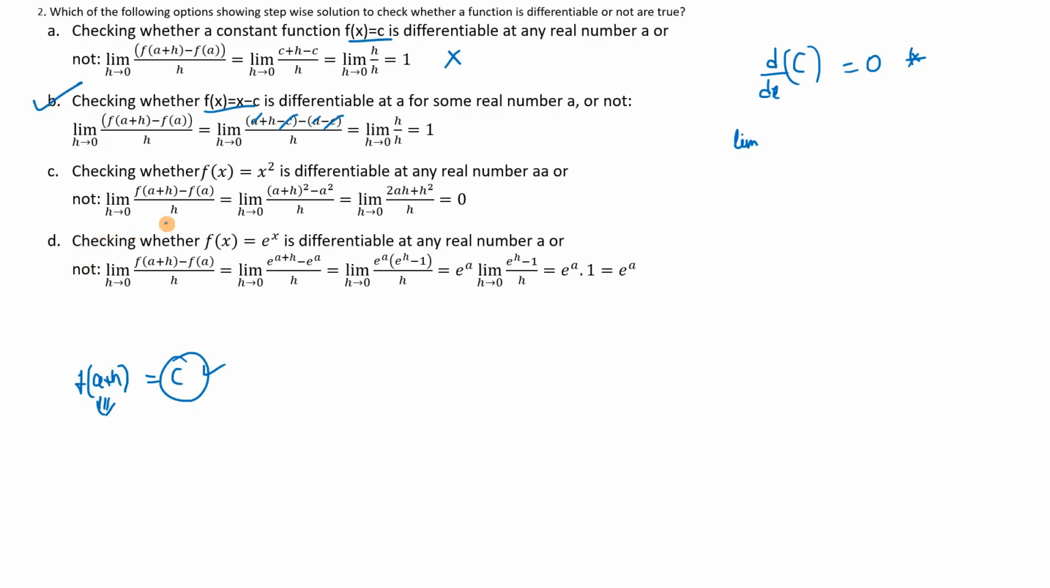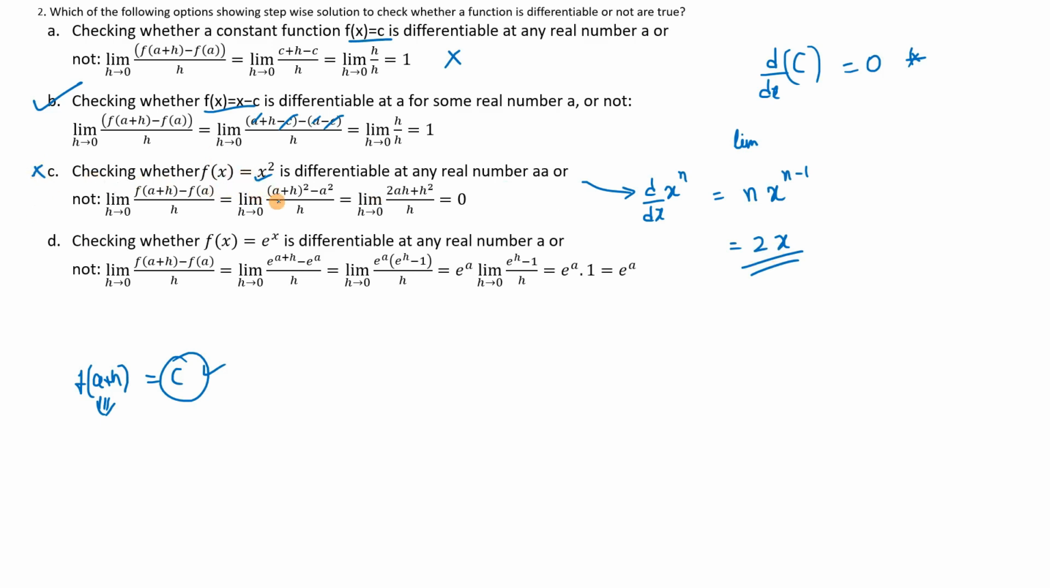Third option, we have f(a+h), the function value is x square. Just by telling the rule, d by dx of x to the power of n is given by n x to the power n minus 1. Here n is 2, so we can say that the value is 2x. But since we have to check the steps, simply by seeing this value and this value, we can say that this option is wrong. But where have they gone wrong?